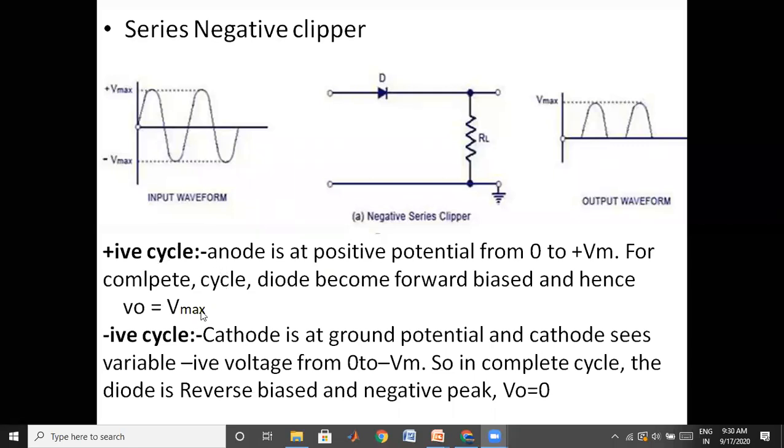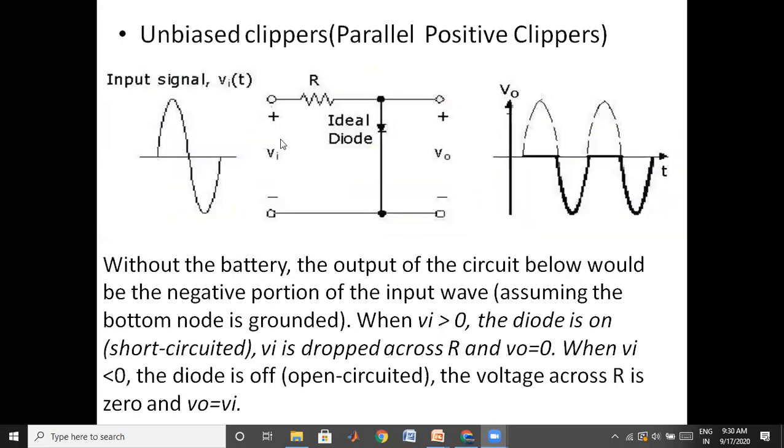In the positive cycle what happens, and in the negative cycle what happens, and next we will see the transfer characteristics also. So this is your first point, second point, third point, and the fourth point is your transfer characteristics. Therefore, for every topic, you have four points, and you have to write them compulsorily.